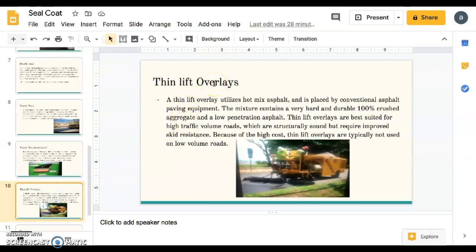Thin lift overlays. A thin lift overlay utilizes hot mix asphalt and is placed by conventional asphalt paving equipment. The mixture contains a very hard and durable 100% crushed aggregate and a low penetration asphalt. Thin lift overlays are best suited for high traffic volume roads, which are structurally sound but require improved skid resistance. Because of the high cost, thin lift overlays are typically not used on low volume roads. And this is an example of a thin lift overlay using asphalt.